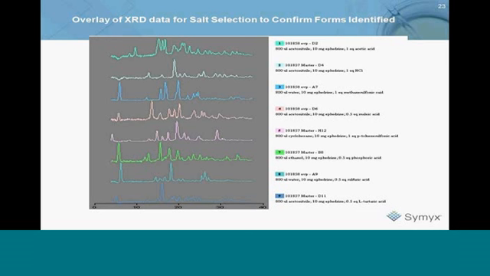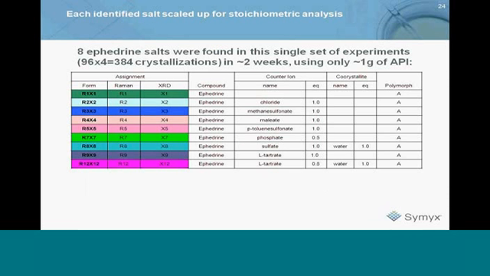Out of that then, as I mentioned, we identify in this particular case, a number of potential salts that we can then scale up for stoichiometric analysis. And this is an example where we're looking at ephedrine. We were able to identify 8 ephedrine salts using one single set of experiments in really less than 2 weeks, using, in this particular case, a gram of material. There have been cases where we've used much less than a gram of material when we're just trying to do impact things at a very early stage.